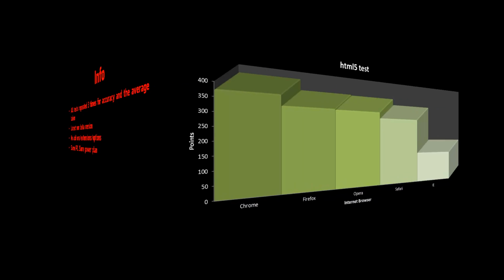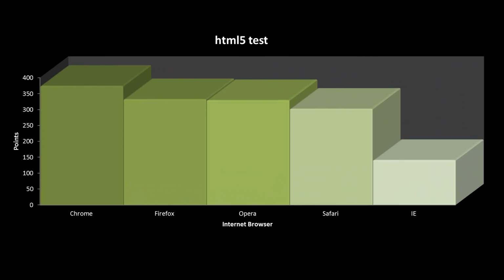The first test is the HTML5 test, which is the new standard for web browsers. A higher score means better compatibility with newer websites and features. You can see Chrome takes a large lead over the other browsers, with Internet Explorer trailing way behind.